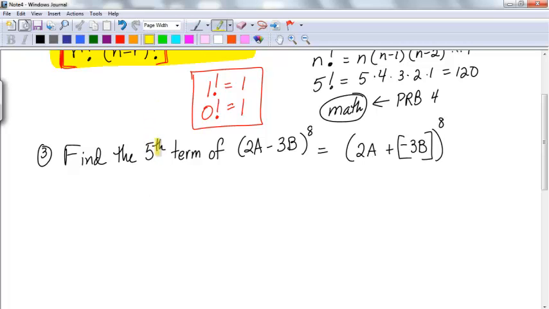Okay, I'm looking for the 5th term. r is always 1 less than that. So r on this would be 4. And this exponent on the outside, that's actually your n.